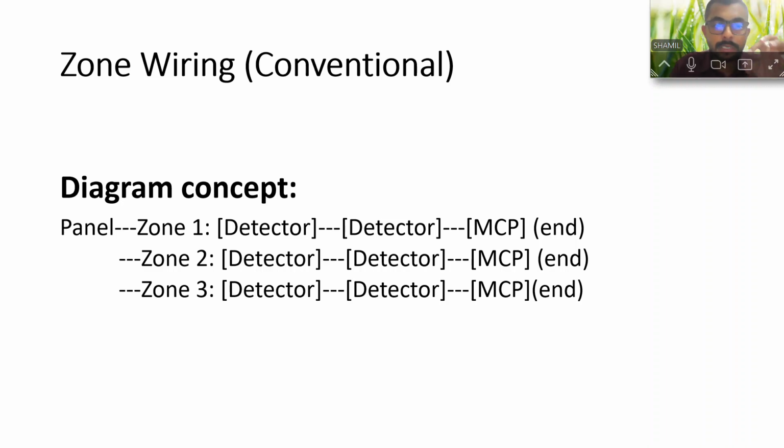If you see over here, it's a visual diagram just to understand how it is. Here there is the panel, and the panel has separate zones. In each zone, all the devices will be connected in series. Similarly for zone 2 and zone 3, all the devices will be connected in series. So this is how zone wiring works.